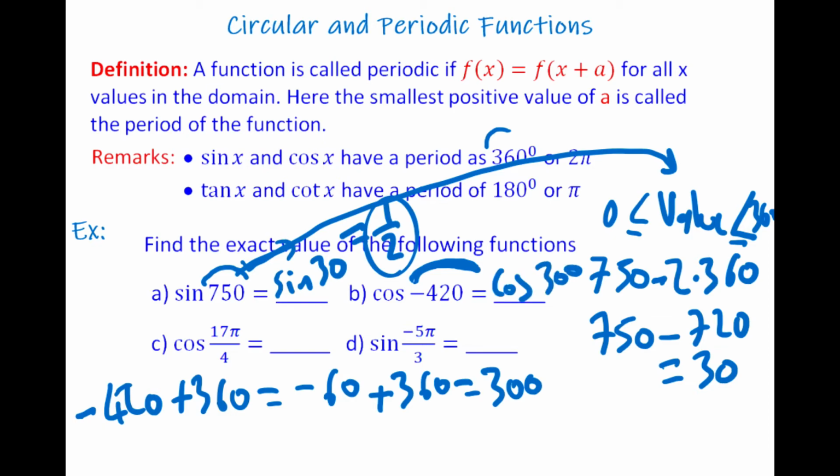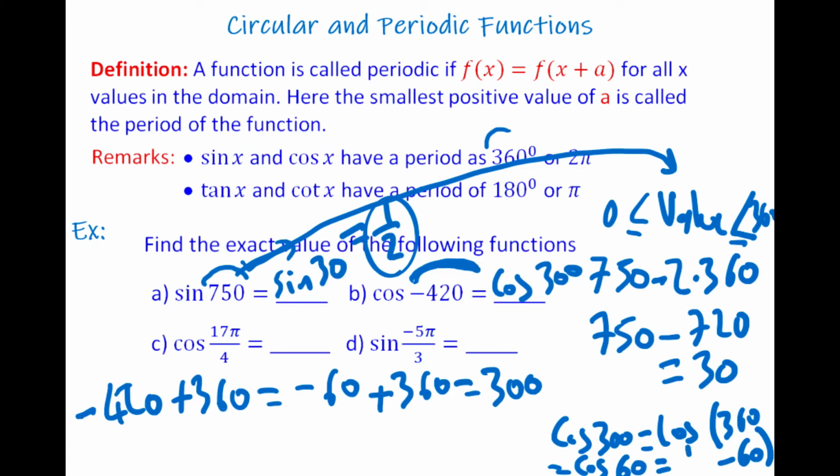And in order to evaluate cosine 300, just let me write it here. Cosine 300 is cosine of 360 minus 60, guys. And this angle is in the fourth region, and in the fourth region cosine is positive. So this is equal to cosine 60, guys. And cosine 60 is sine 30 also, which is also 1 divided by 2, guys. So B is also 1 divided by 2, guys.